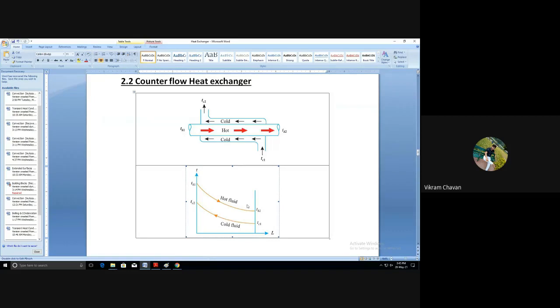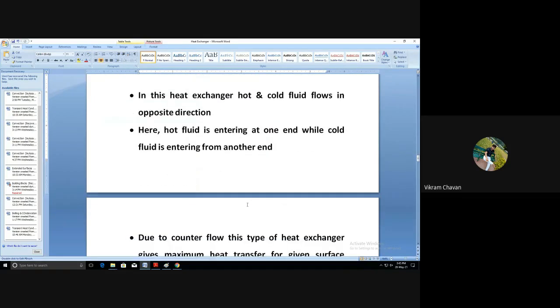Okay, have you drawn the diagram? So write down. In this heat exchanger, hot and cold fluid flow in opposite direction.